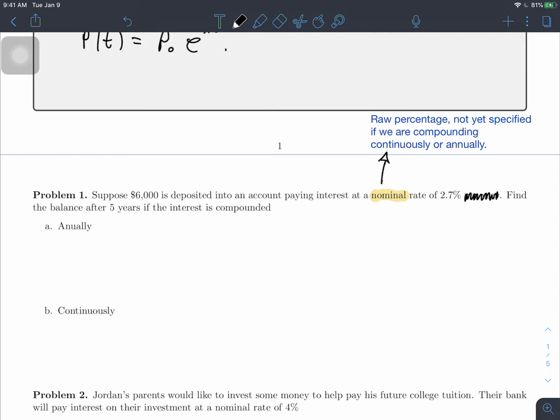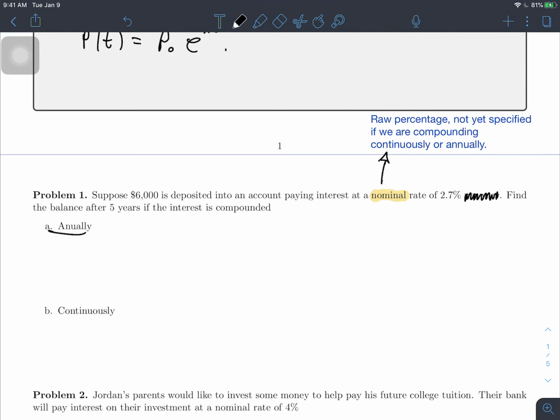Okay. So what I want to point out here is if we say nominal rate, what we mean is in name only. So when we write nominal, we mean that the bank has told us your interest rate will be 2.7%, but they haven't specified whether they mean 2.7% monthly, 2.7% annually, 2.7% continuously. That's what is being specified down here in the problem. So part A, they say the nominal interest rate is applied annually. Part B, they tell us that the nominal interest rate is applied continuously.